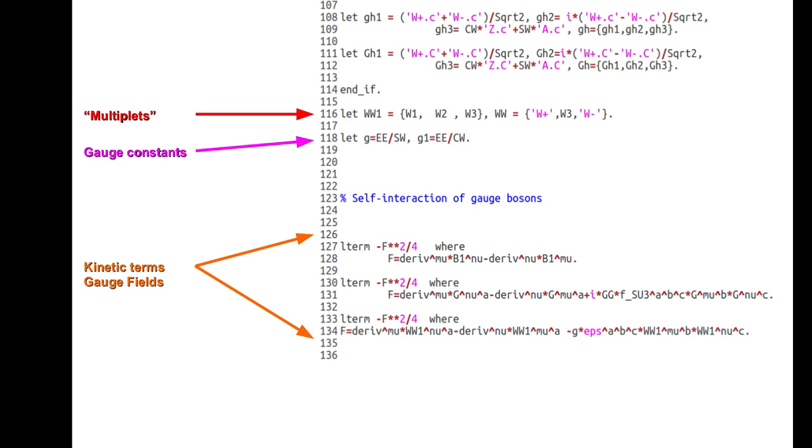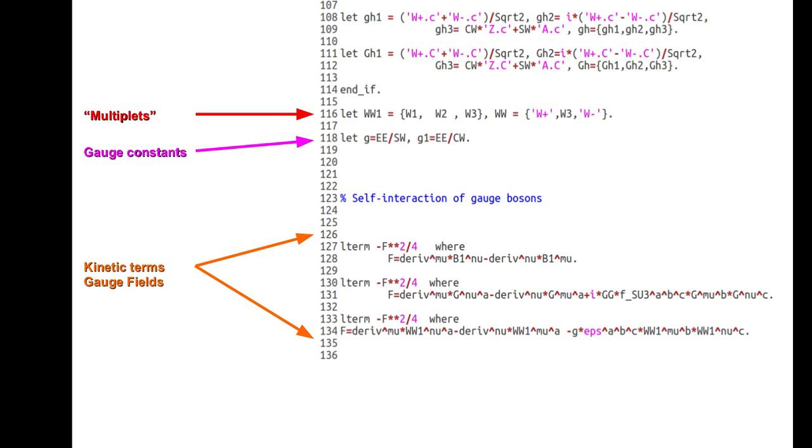And then I go to the kinetic terms of the gauge fields, which are the F mu nu. But as I said in the very beginning, you don't have just the F mu nu of U1, you also have the F mu nu of SU2, and you also have the F mu nu of SU3. So the F mu nu of U1 is line 127, the SU2 is 134, and the SU3 is in the middle, 130. So these are the kinetic terms of the gauge fields.